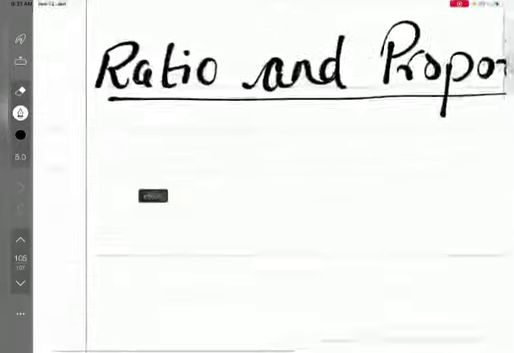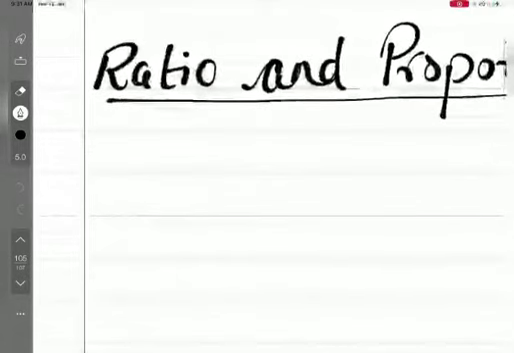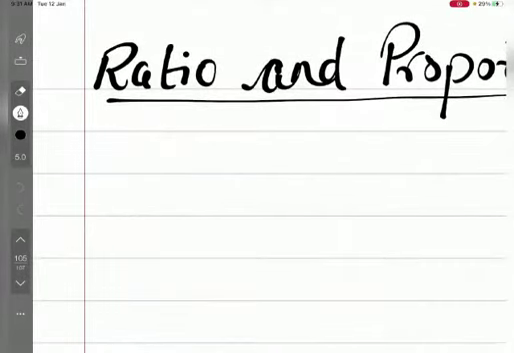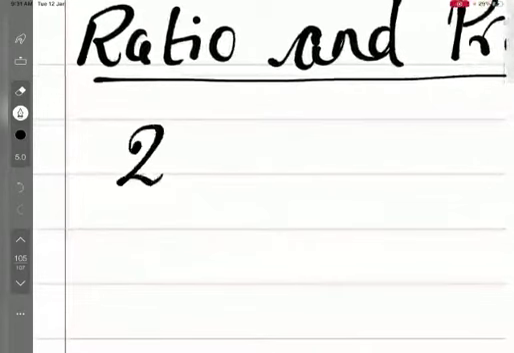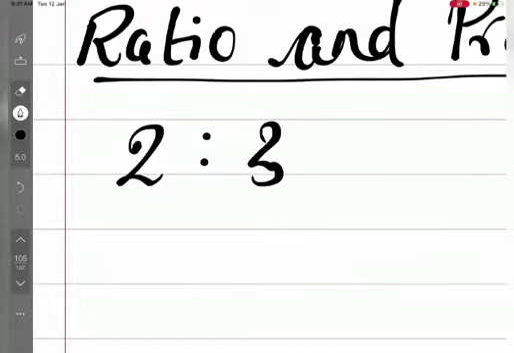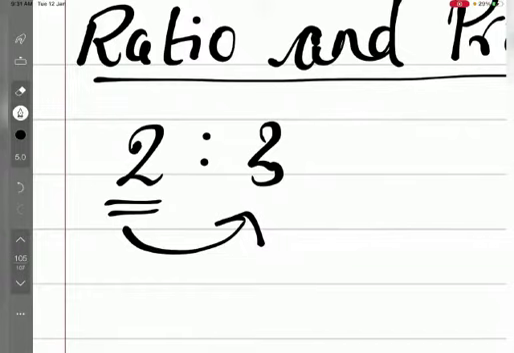So, let's get started. First of all, what is ratio? A ratio tells us about how many times the first quantity contains the second quantity. For example, if I say the ratio 2 to 3, it tells us how many times the first quantity contains the second quantity.